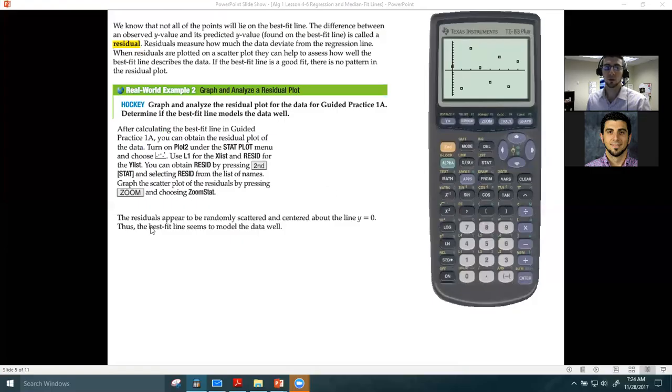Okay, so the best fit line seems to model the data well. So that's what you're looking for. When you graph the residuals, you want the scatter plot of the residuals to be scattered up and down from the x-axis, so the line y equals 0. Because what you're really doing is graphing how far away the points on the original scatter plot are from the line of best fit. So you want distances all over the place, which indicates that your best fit line is right in the middle of the data.